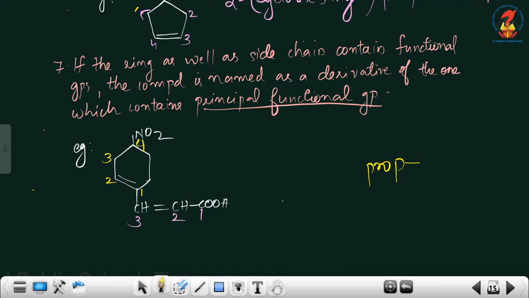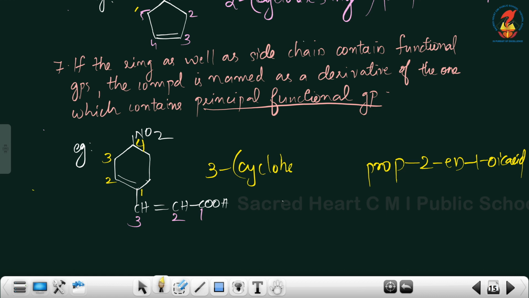Then between 2 and 3 there is a double bond, so 2-ene, 1-oic acid. Oic acid is written by replacing the last E from ENE. Now on the third carbon of the parent chain, what we have is cyclohex. One cyclohex ring, cyclohex 1-ene.